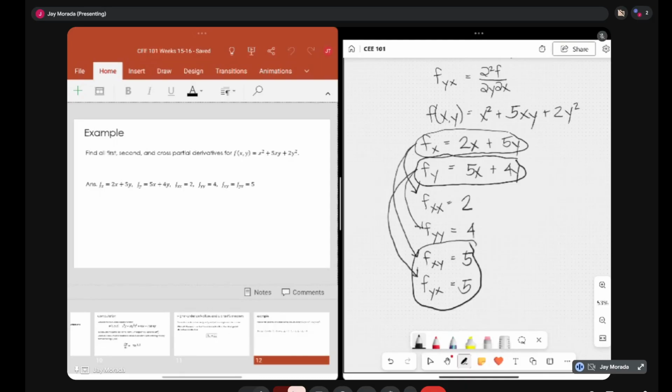Now you have to be careful. You have to make sure that the functions are continuous. The definition of continuity was discussed in the earlier part of the course. You can review that if you wish.